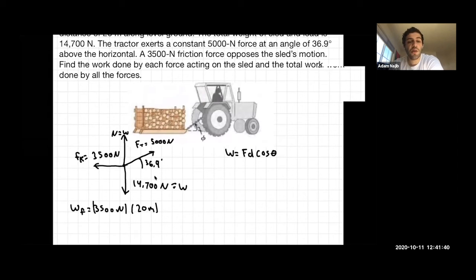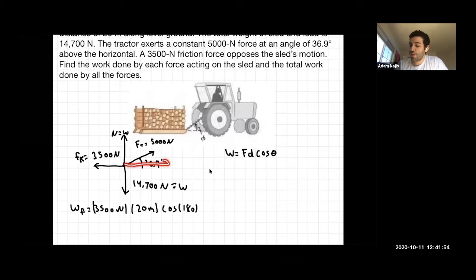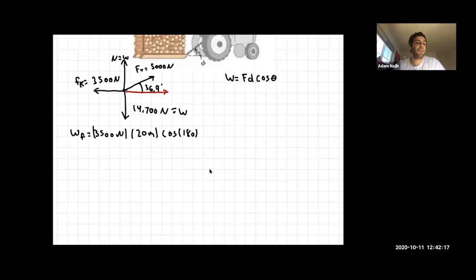Okay, and there's also some cosine angle. Well, in this case, it's going to be cosine of 180 degrees. And the reason it's like that is because the tractor is pulling the load this way. And if I can imagine an imaginary line here, right? This is just movement. And friction is facing this way. That means there's a 180-degree difference between the direction of friction and the direction of the movement of the tractor. So that's 180 degrees, which is cosine of 180, which changes our answer significantly. It makes work negative in this case.